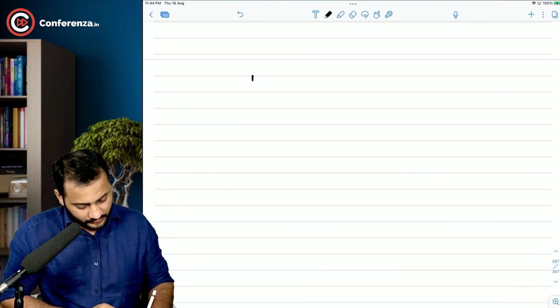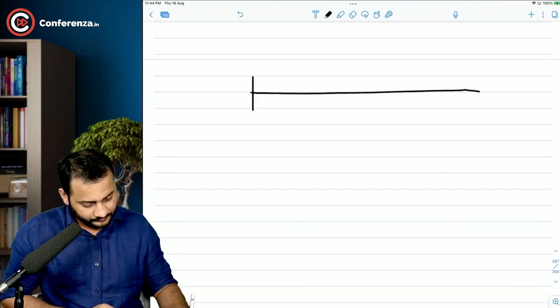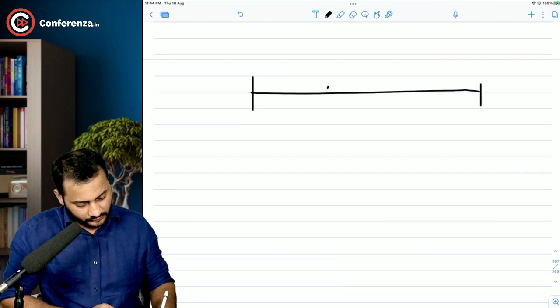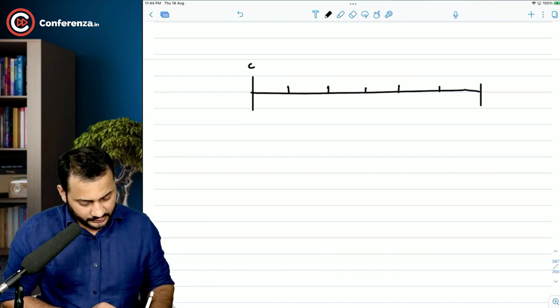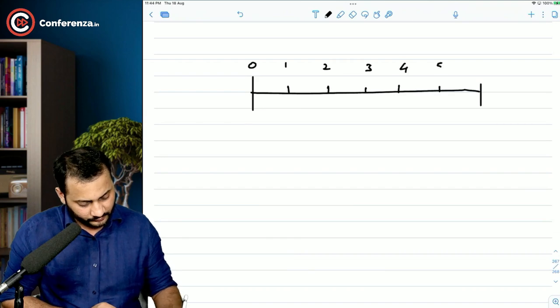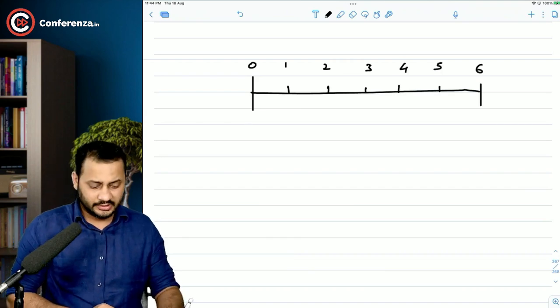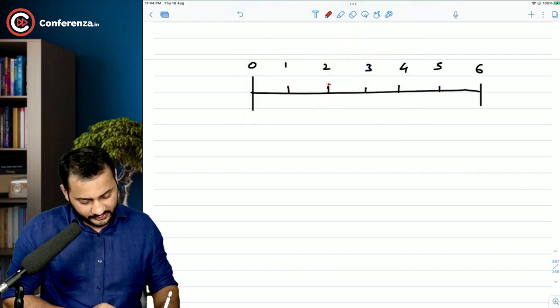If you draw a timeline, so 1, 2, and 1, 2, 3. So this is 0, 1, 2, 3, 4, 5, 6. What does that mean? Half yearly period, sir. 1 year, 2 year, and 3 year.